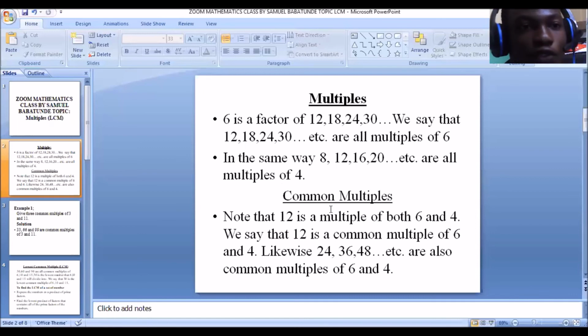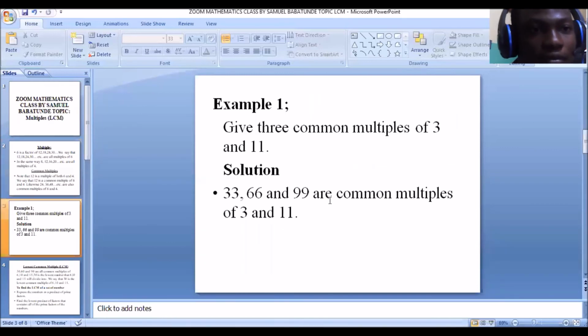And we give an instance of 12. That 12 is a multiple of 6 and also a multiple of 4. So we can say what? 12 is a common multiple of what? 6 and 4. Then we look at an example to find a common multiple. And we found the common multiple of 3 and 11.